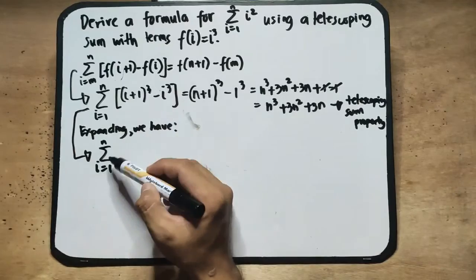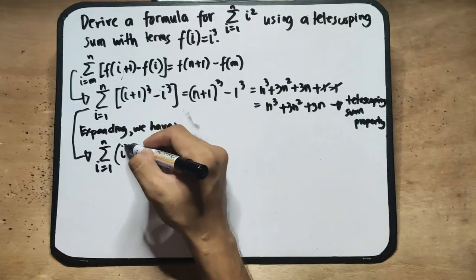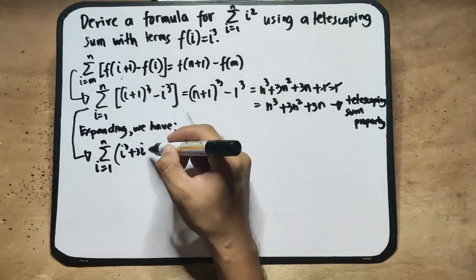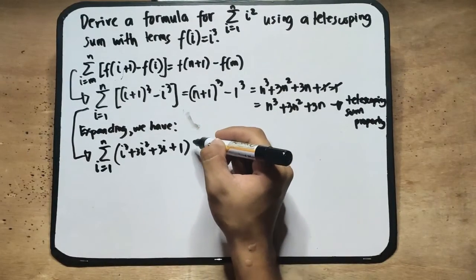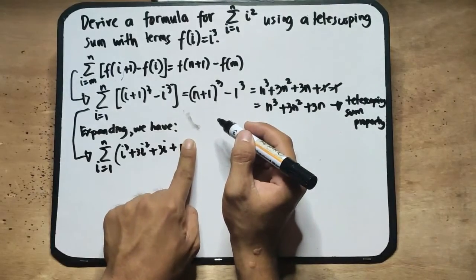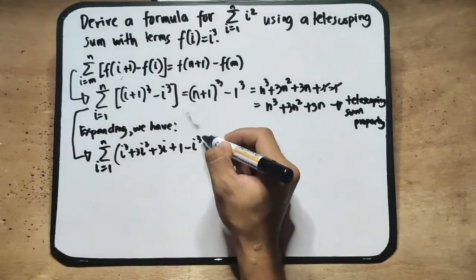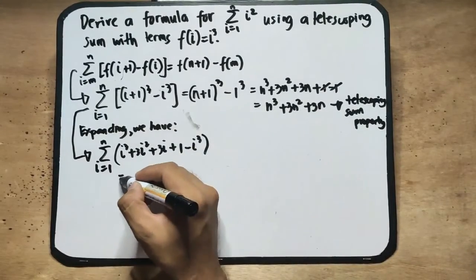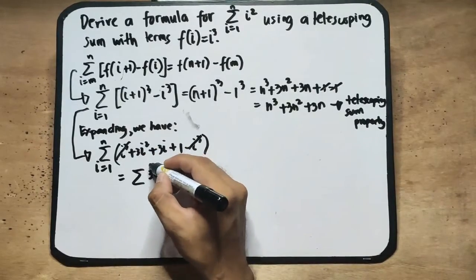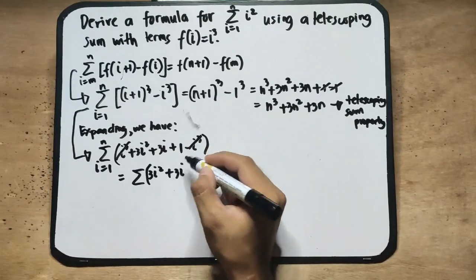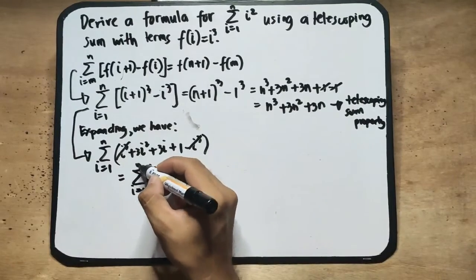Minus i cubed from 1 to n. So expand natin ito. This will become i cubed plus 3i squared plus 3i plus 1, and then minus i cubed. Or this will give us the summation of, mawala na yan, we have 3i squared plus 3i plus 1 from 1 to n.